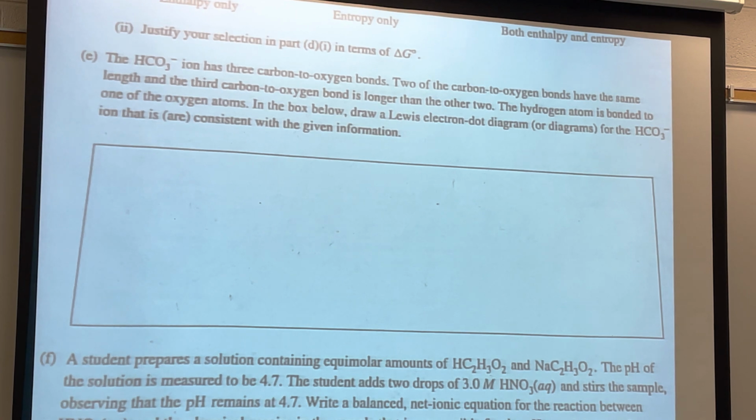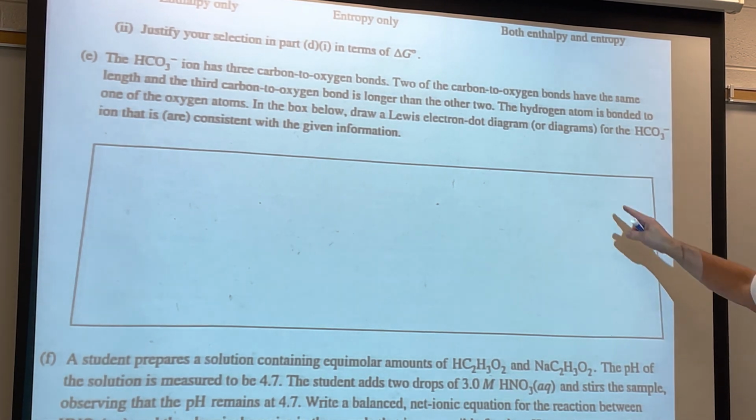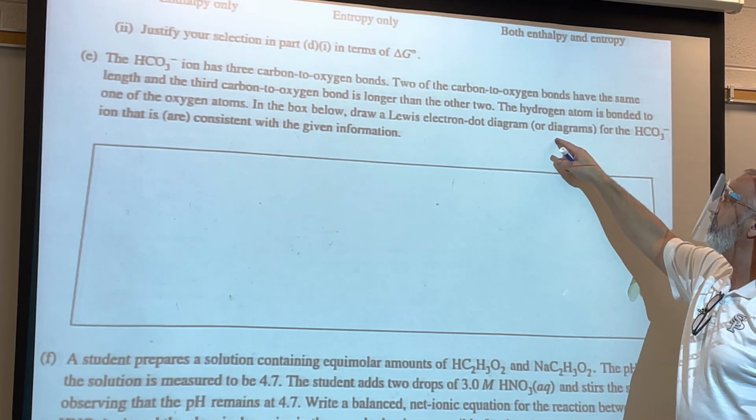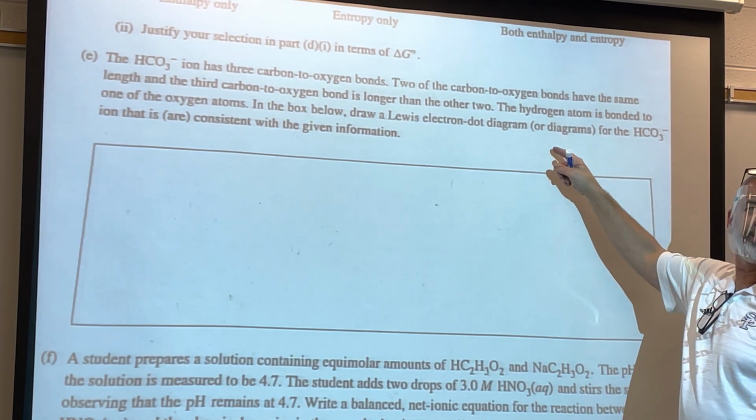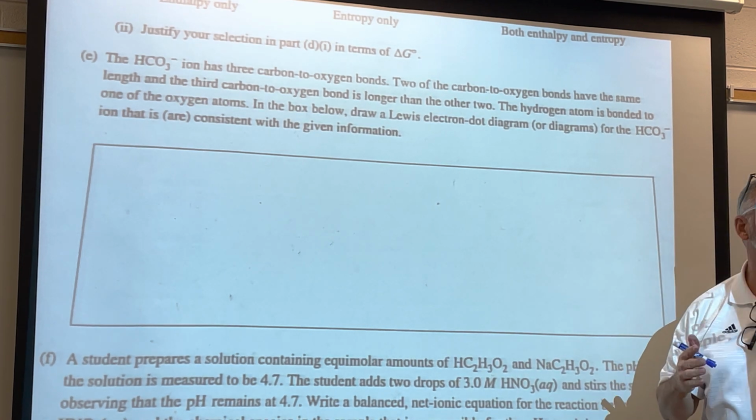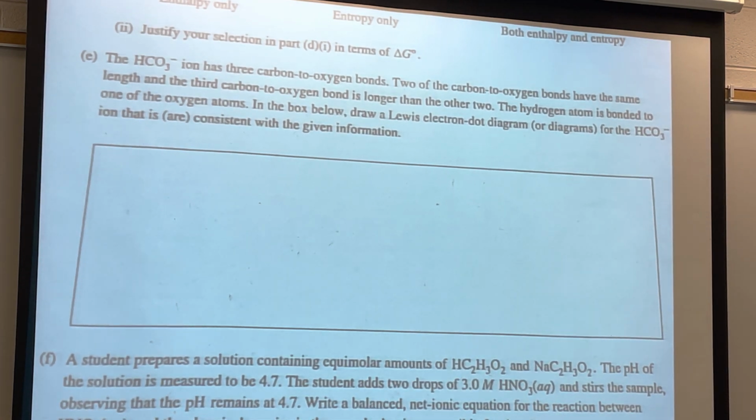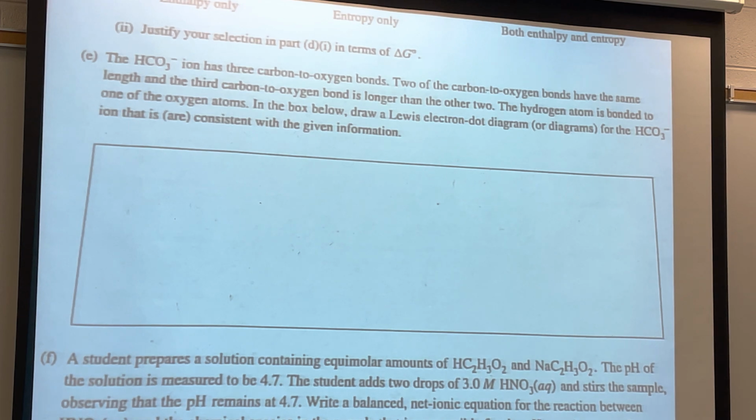HCO3 minus ion has 3 carbon to oxygen bonds. 2 of the carbon to oxygen bonds have the same length, and the 3rd carbon to oxygen bond is longer than the other 2. The hydrogen atom is bonded to one of the oxygens. In the box below, draw a Lewis electron dot diagram for the HCO3 minus. Now notice they say diagrams. What would that indicate to you is happening, or what's possible?